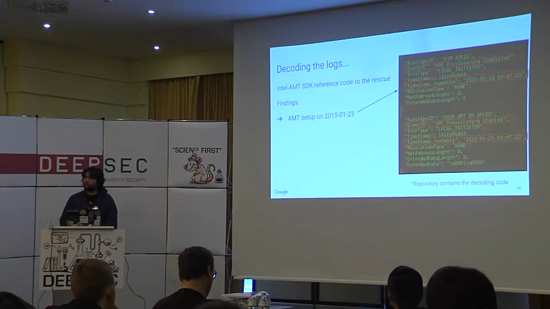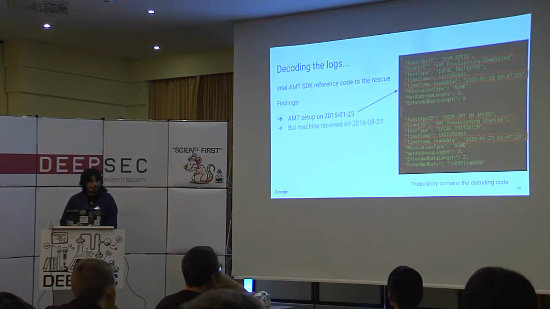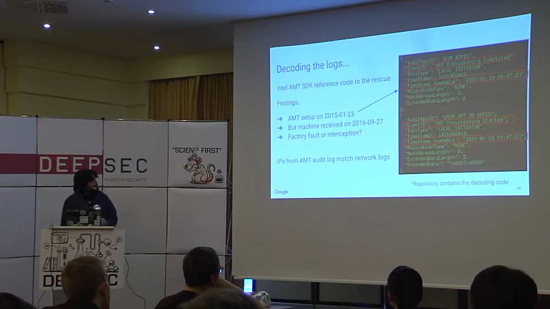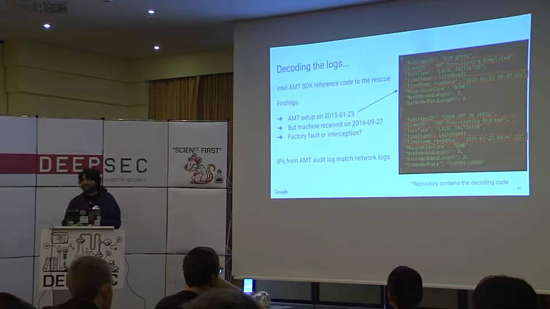This is the actual screenshot of the audit log from that machine. AMT was set up in January 2015, but we received the machine in September 2016. So something with factory mistake or interception. But the audit logs matched the IP logs we've already observed externally. So nothing seemed suspicious. The audit logs matched perfectly. Nothing had been done, no Sierra connections, no remote KVM, nothing had been initiated. It still looked fine.